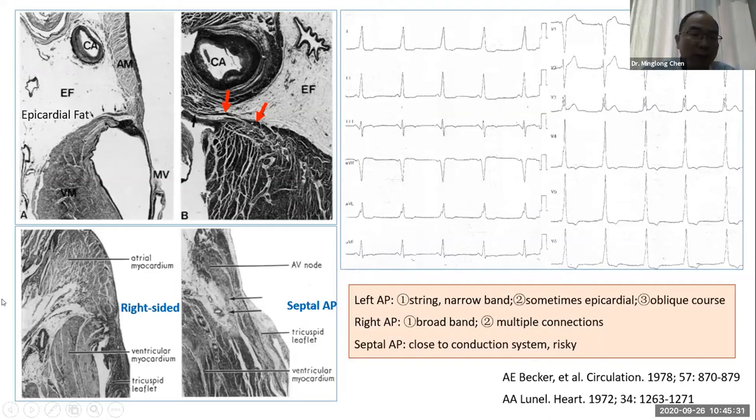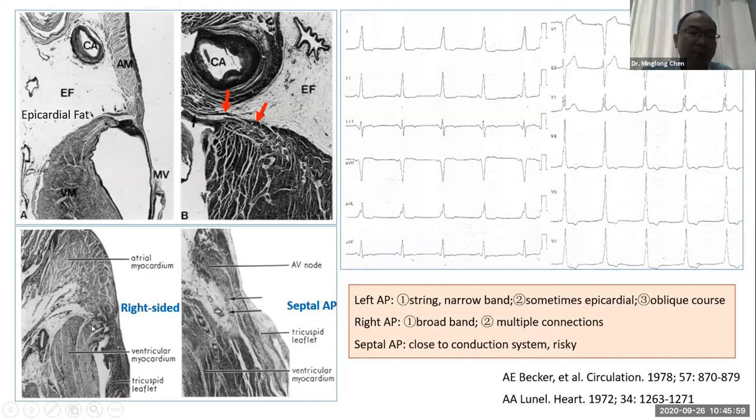But look at the right extra pathway. This is the atrial myocardium of the right side, and this is the ventricular myocardium. This is the TV annulus, the leaflet, and you can see the extra pathway, almost a direct connection between the atrium and the ventricular muscles. Most of the right-sided extra pathways are broadband, sometimes with multiple connections.